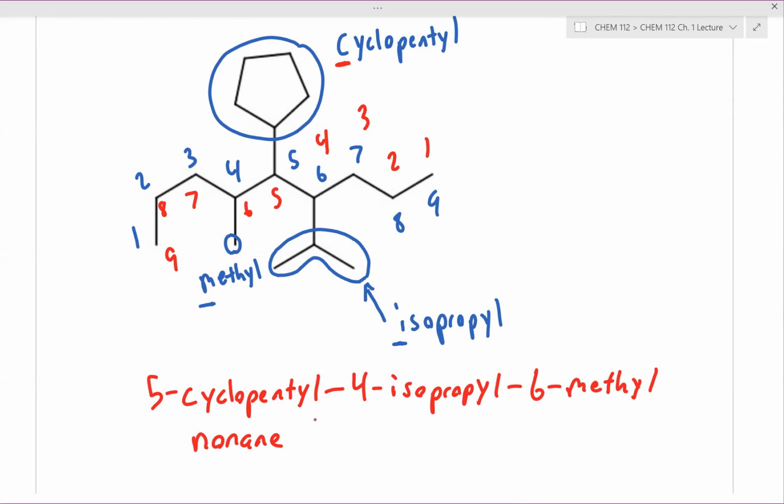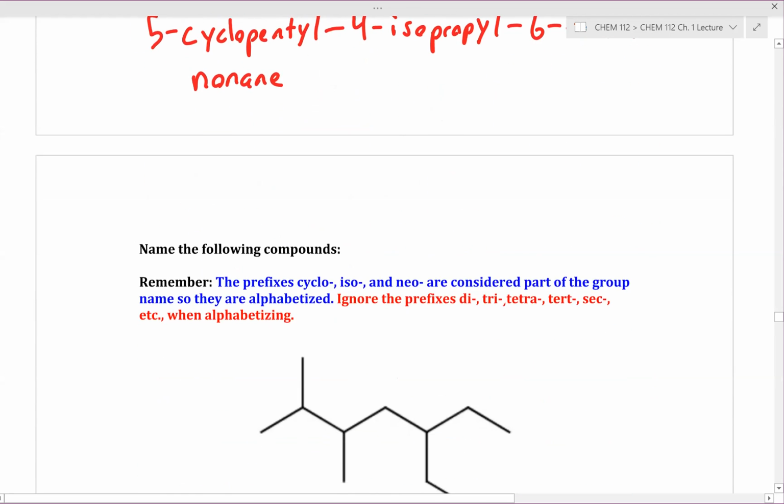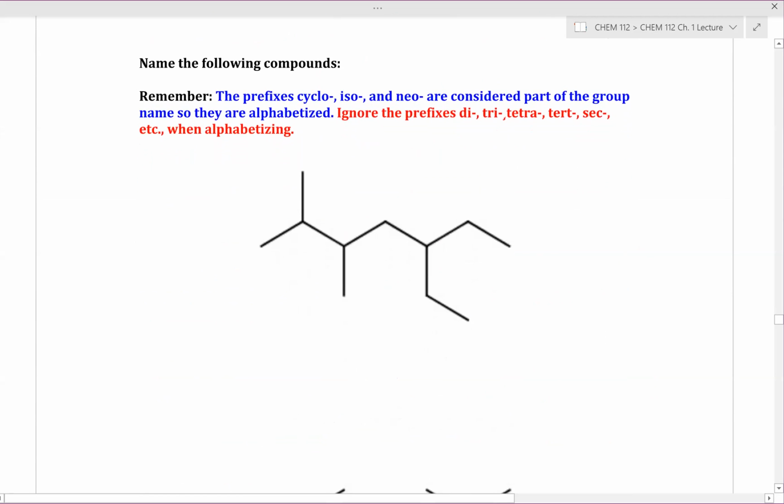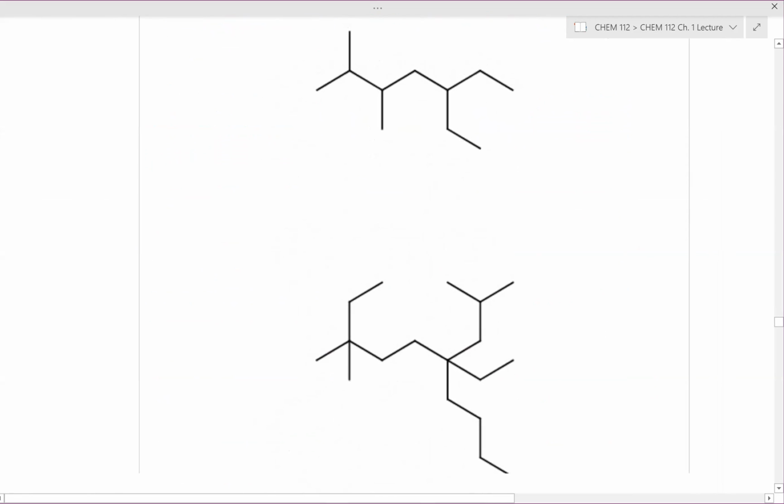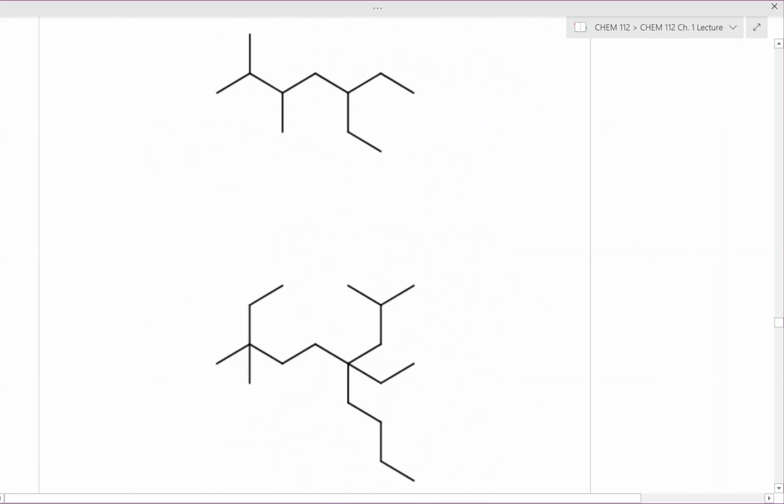Okay, perfect. As you can see, we're slowly starting to name really complicated structures using these rules. So hopefully the buildup was relatively gradual. Let's now continue on. Let's just remember when naming compounds that the prefixes cyclo, iso, and neo are part of alphabetical order. Every other prefix you ignore. I'd like you now to name the following 2 compounds. I know it seems like we're just doing example after example, but that is the only way to learn nomenclature effectively. Practice makes perfect.